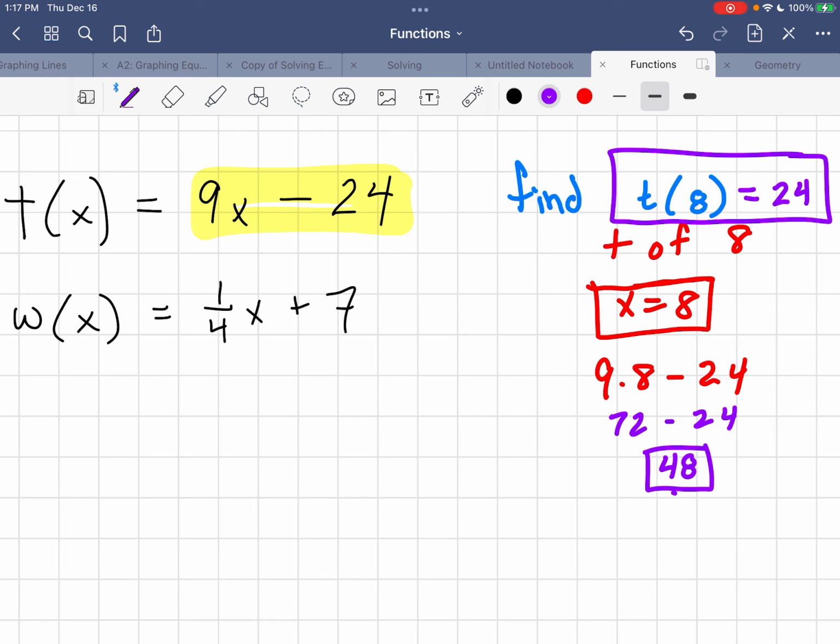All right, we could do something similar for w. I could do w of, let's also do 8. And again, looking at my function, this x is going to become 8. So I'm going to take 1/4 parentheses times 8 plus 7. Multiply. 1/4 of 8 plus 7 is 9. So the answer on that one would be 9. So that's one aspect, and that would be when you are given an x value.